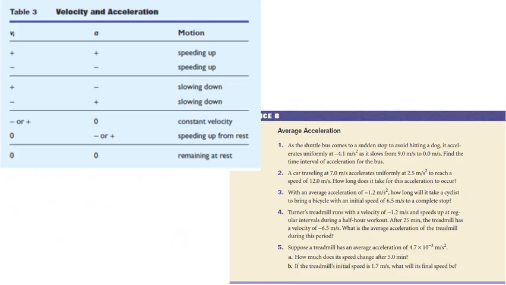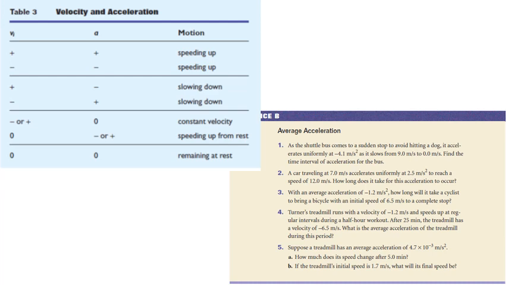Let's look at the table here. So here we have a table that illustrates this. If we have a positive velocity and the acceleration is positive, it means that we are speeding up. If the velocity is negative and the acceleration is negative, it means that at a later time, the velocity is becoming more and more negative. It's becoming bigger in magnitude, but more negative. So it means that we're speeding up, but in the negative direction. So we're moving backward and speeding up.